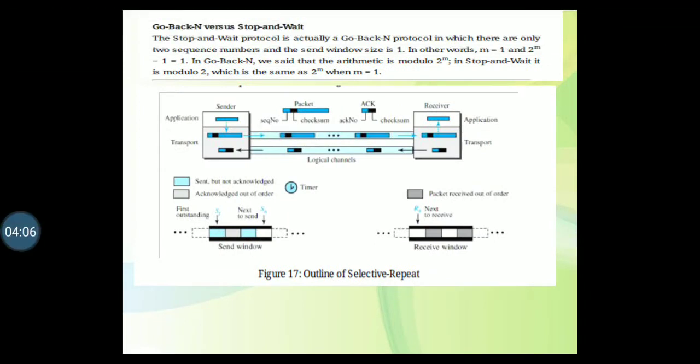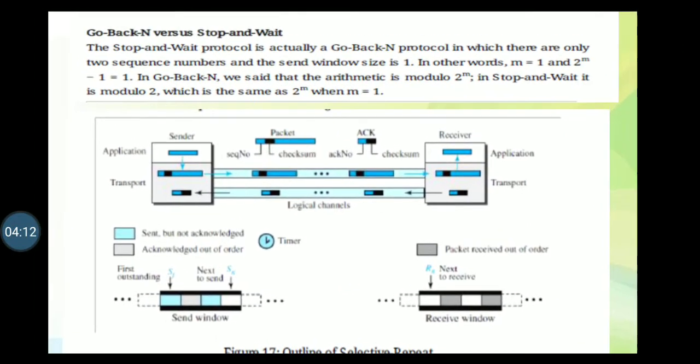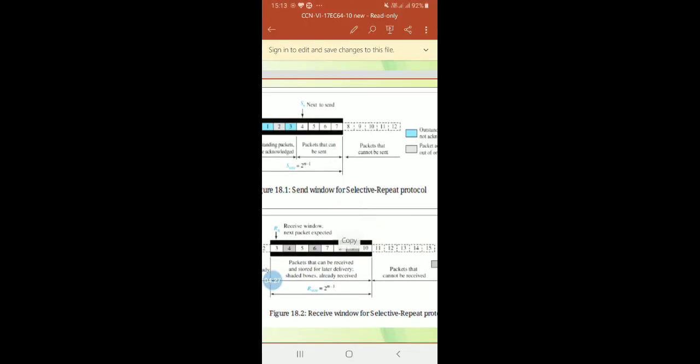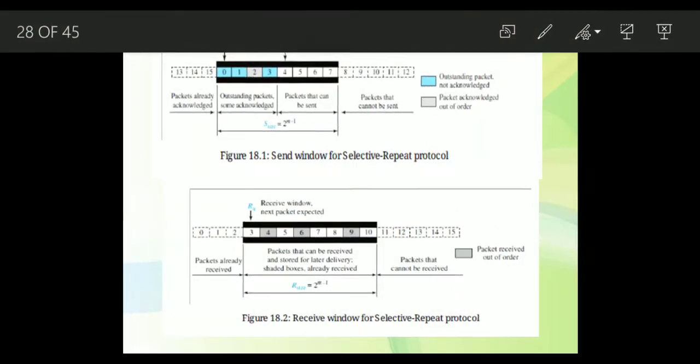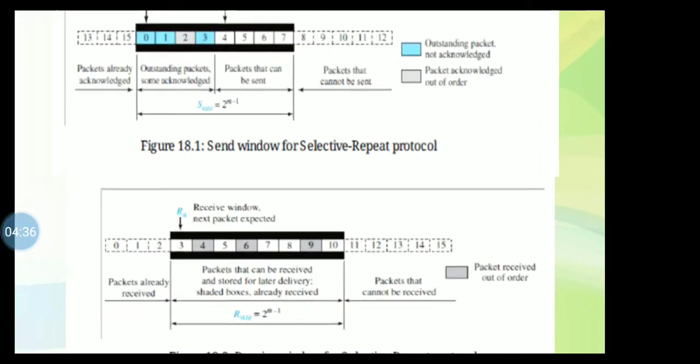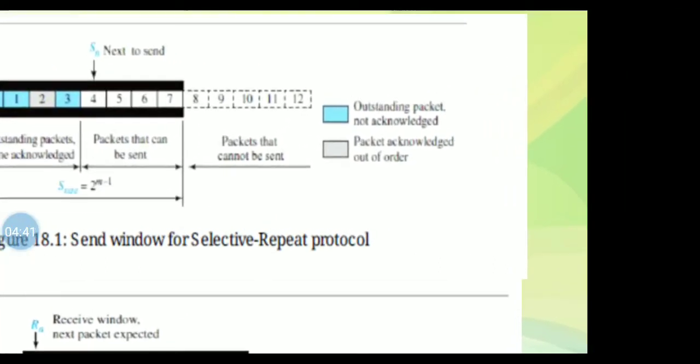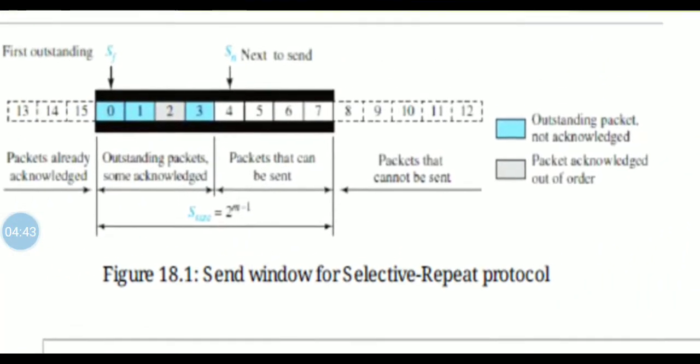This diagram is the outline of selective repeat protocol. This is the send window, this is the receive window. Then you can see the send window for selective repeat protocol.